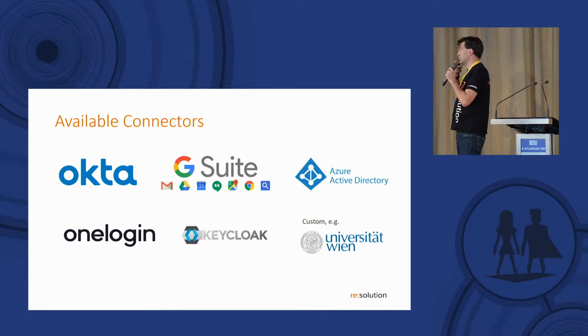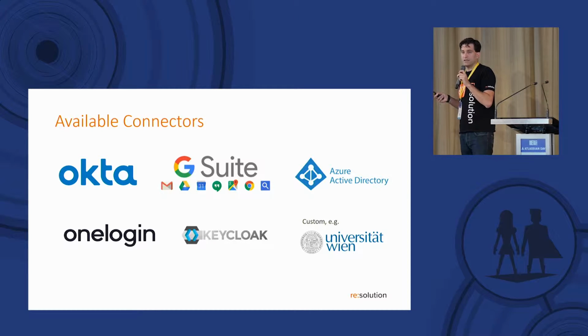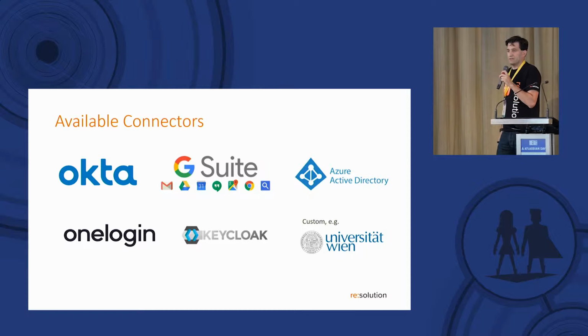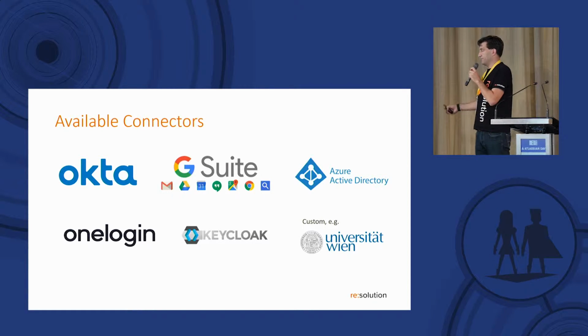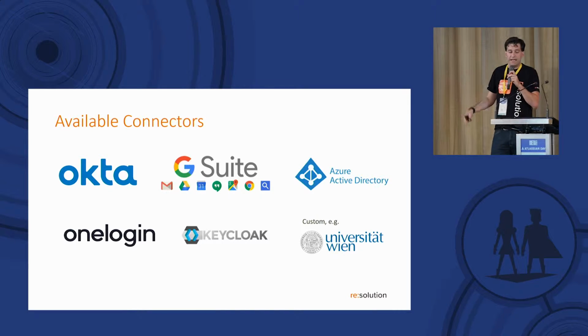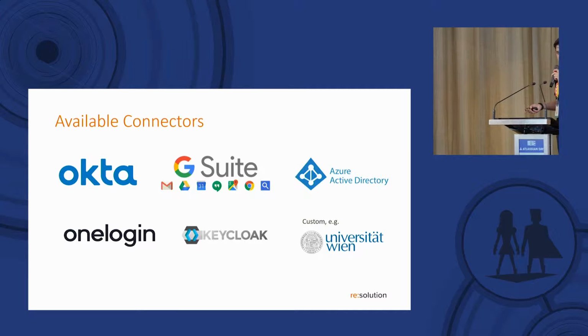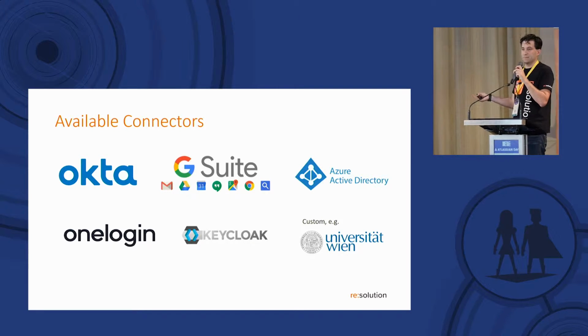Okay, currently we have these five connectors available, which are Okta, G Suite, Azure Active Directory, OneLogin, and Keycloak. And we have the opportunity to provide custom connectors, which can be quite useful. We have a kind of lighthouse project with the University of Vienna. They had a situation, they have a homegrown, specific REST-based authentication system, so they have a REST service which provides them the users.